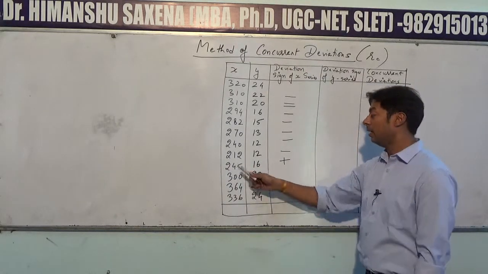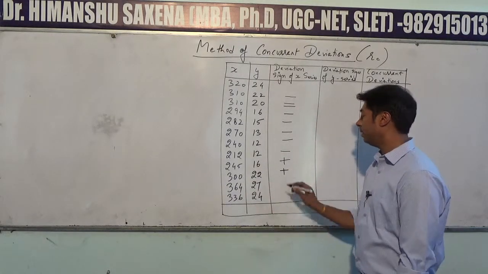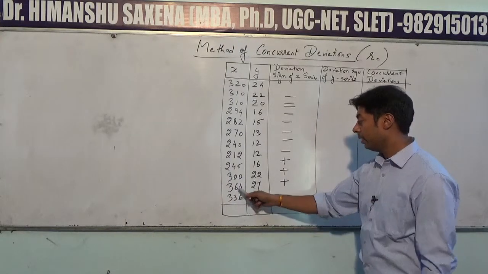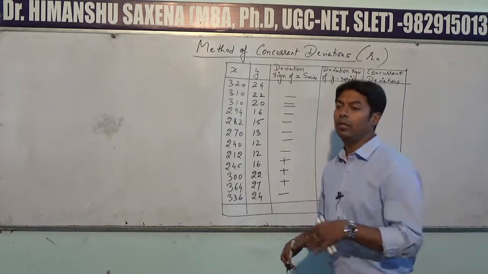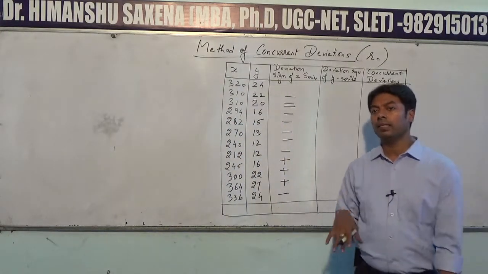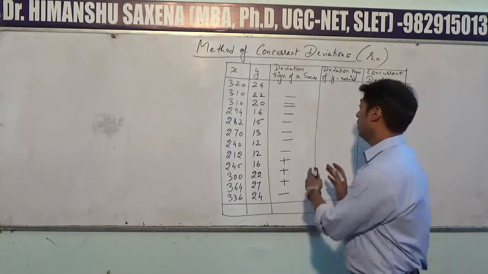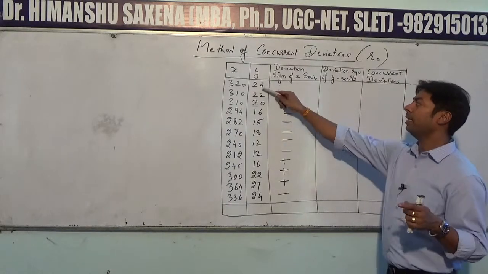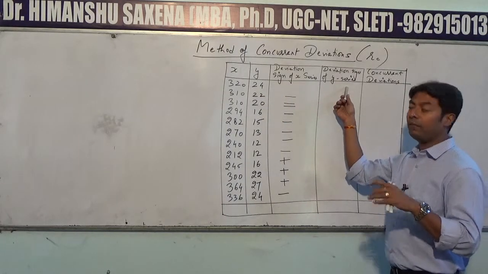300 is greater than 245, again a positive sign. 364 is greater than 300, so there will be a positive sign. And finally 336 is less than 364, so there will be a negative sign. So if a number is greater, you will have to assign a positive sign, while if the number is less than the above number, you will have to place a negative sign. Similarly, the same course of action will follow in Y series. Since there isn't any number above the first place number, the first space will be left blank.